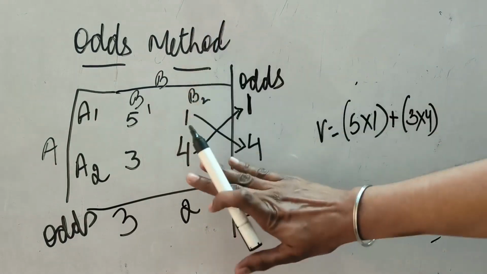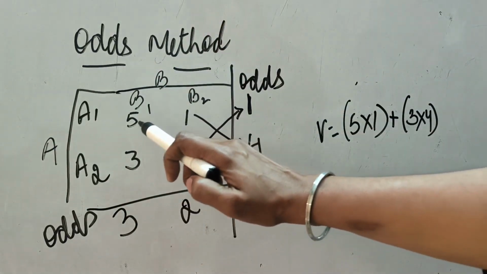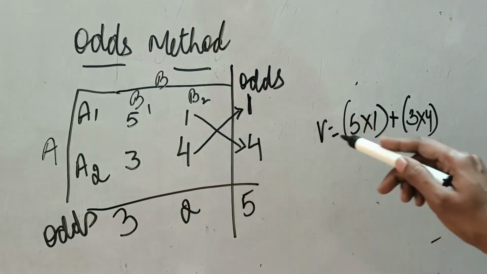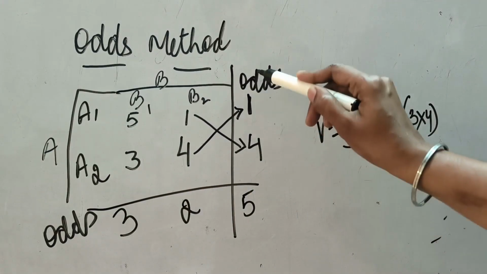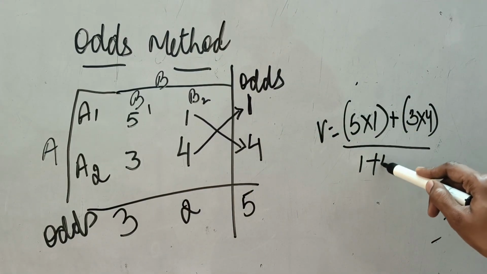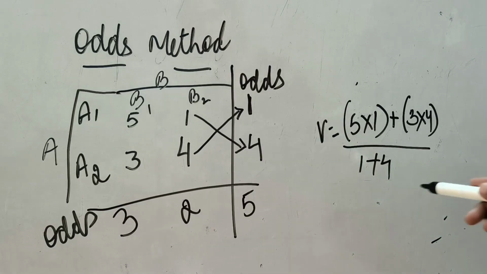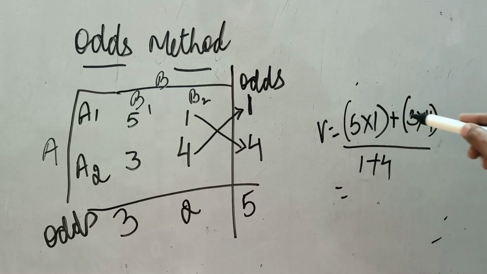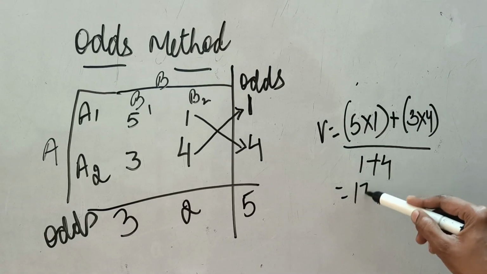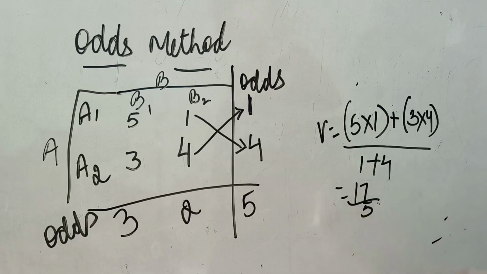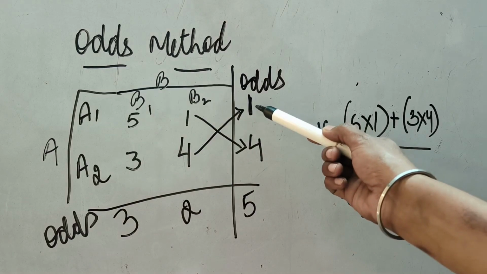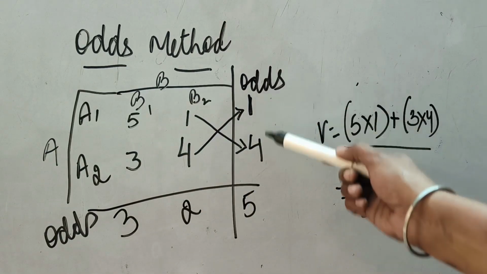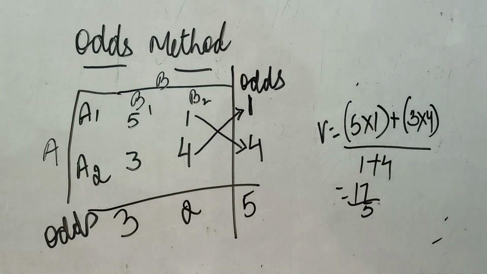You have to ignore this. Only first strategies we are taking. 5 into 1 plus 3 into 4 divided by the total of these odds, 1 plus 4, that is 5. But you have to write it like this only. Now we will calculate the value. 5 plus 12 comes out to be 17 divided by 5. This is the value of the game. I again repeat, first into odds plus second into odds divided by total. This is how you will be writing.